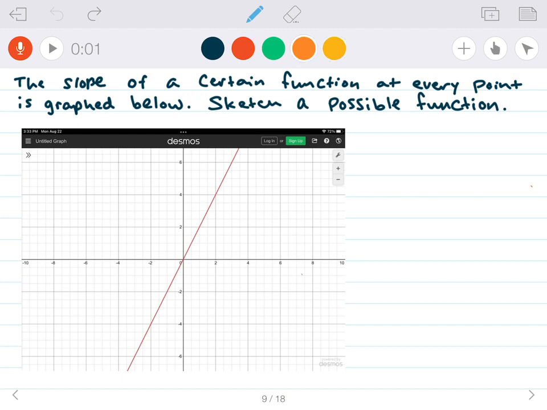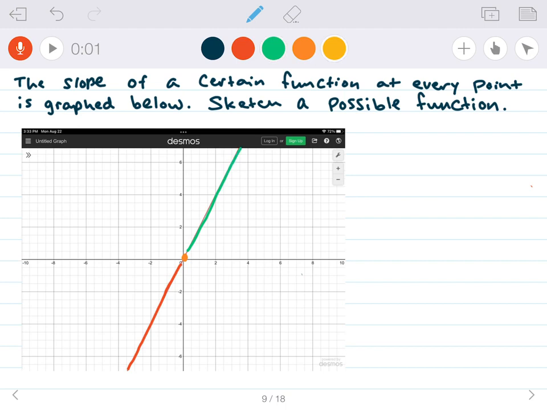So the first thing I notice is that this derivative is 0 right here, so I know that's going to be kind of flat right there. And the derivative is negative all the way from x equals -4, it looks like, until x equals 0. And then the derivative is going to be positive all the way here, okay? So that's what my derivative function looks like.